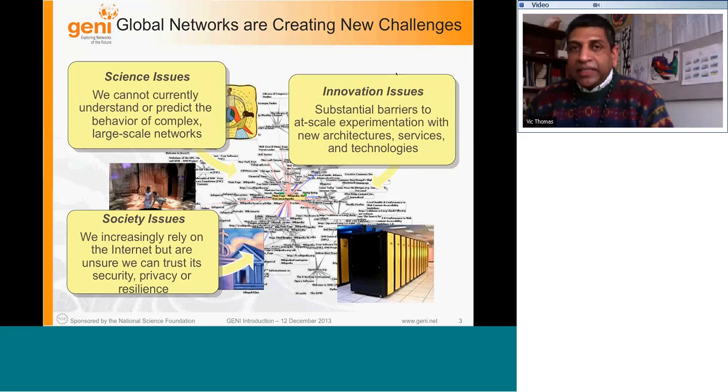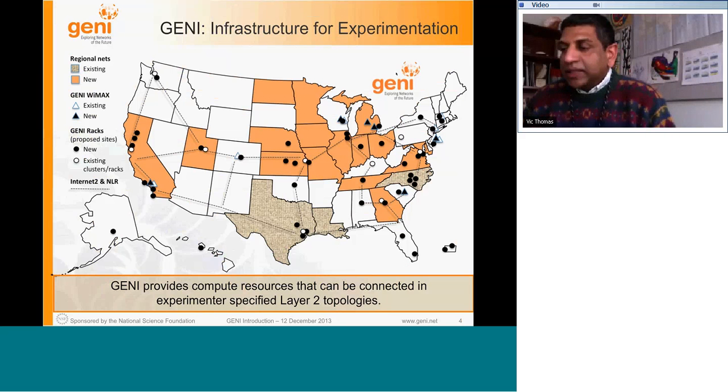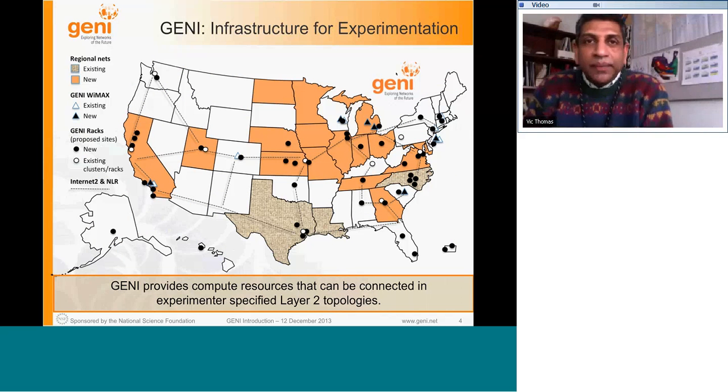Now, these projects need a testbed where they can try out their new protocols, their new algorithms, something they can try out at scale, not just in their lab. And that's where GENI comes in. GENI is an infrastructure for carrying out large-scale networking and distributed systems research. GENI consists of compute resources distributed across the United States, and you as an experimenter can connect them in topologies that are best suited for your experiment. These are layer two topologies, which means in this case Ethernet VLANs, and so you can run your own layer 3 and above protocols. So you could use existing layer 3 protocols such as IP, or you can run your own.